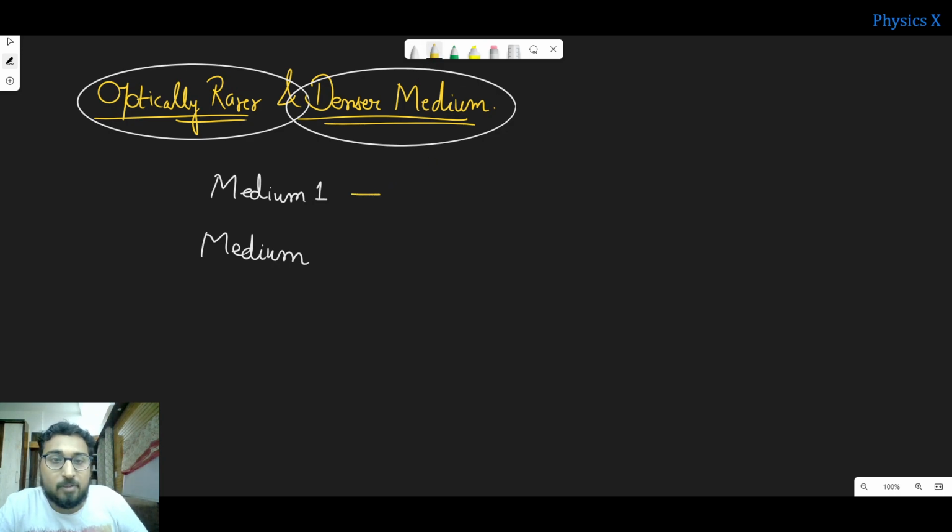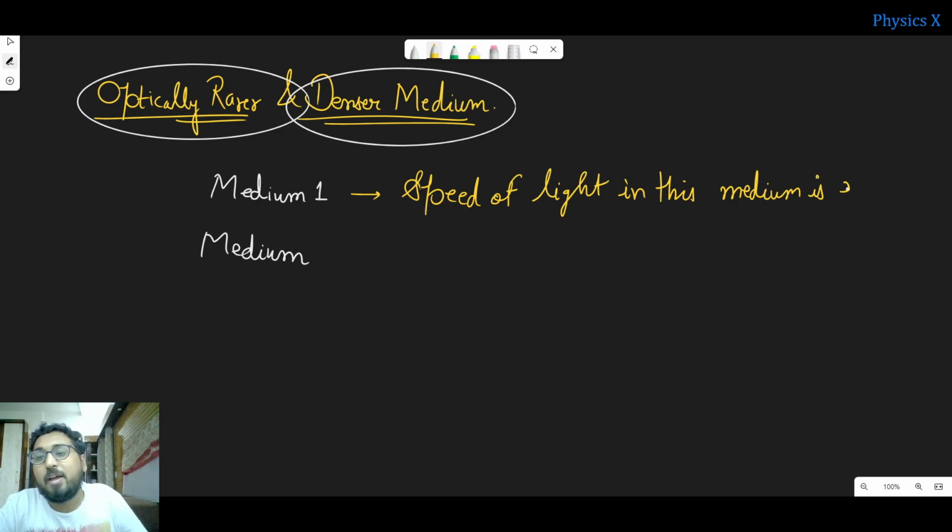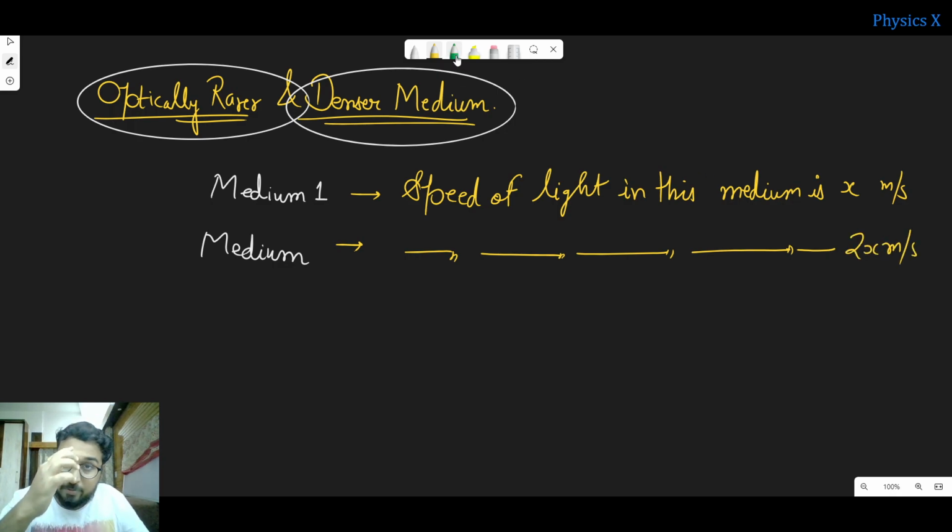Now what happens? Suppose the speed of light in this medium is, let us say, x meter per second, and in this medium the speed of light is 2x meter per second. So in which case is the speed more? The speed is more in medium 2. So speed is more in the medium in which the other is less.